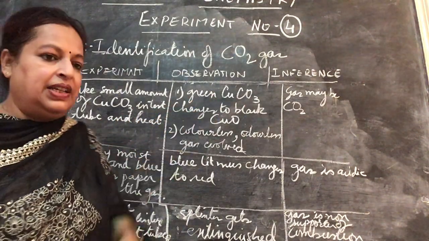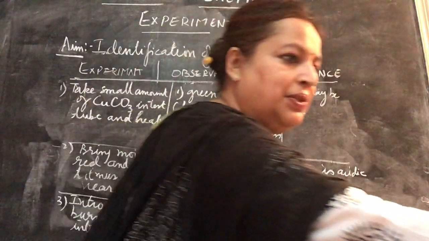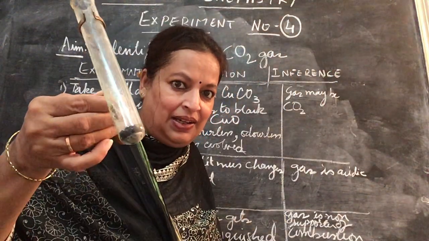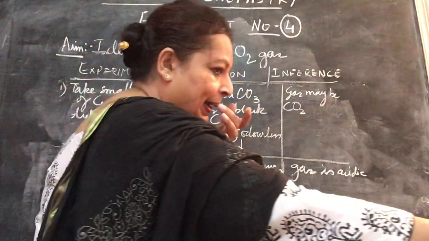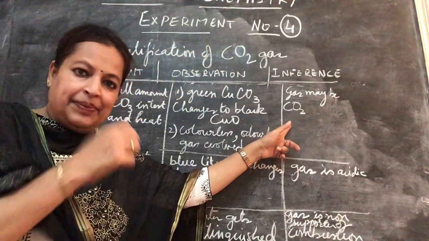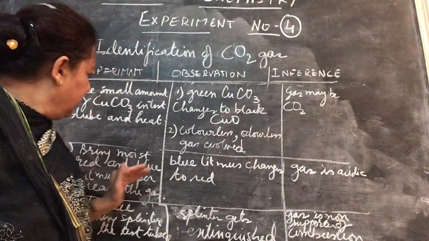Green copper carbonate changes to black. So I have shown to you that it is changing to which color? Black color, right? It is changed to black. And the gas, colorless gas, is a what? The gas may be CO2, because we will not write confirmed.